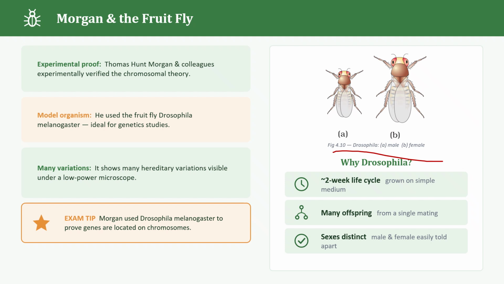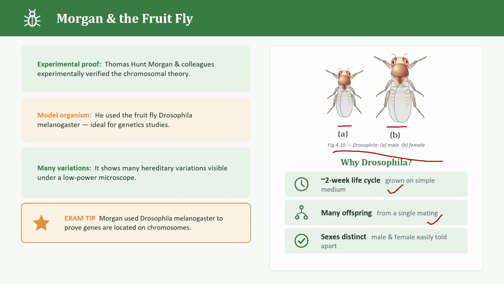It was ideal because its life cycle is only about 2 weeks, and it produces hundreds of offspring, and it's very easy to culture. Males and females can easily be distinguished. Can you see this is the male and this is the female? Many visible mutations can also be observed.